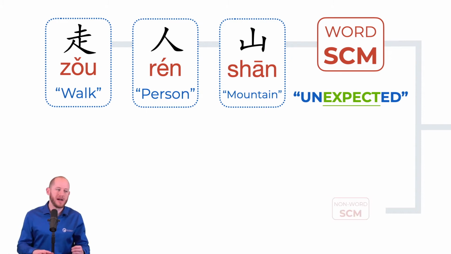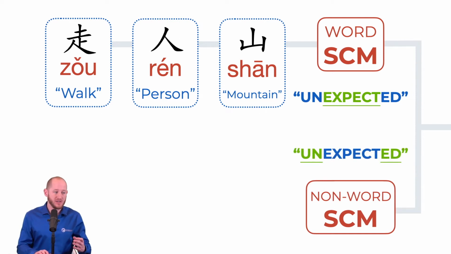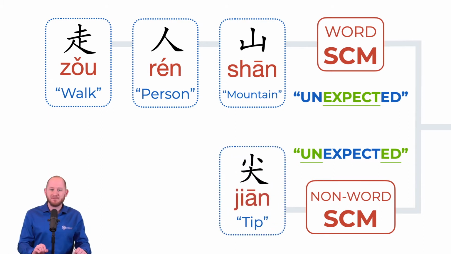So what about the types of single character morphemes that are not words? Well, these are like un or ed in unexpected. There's clearly meaning there, but you can't just say un by itself. So how about this one? Jian. This means tip, as in the tip of something. So it's probably pretty obvious right off the bat why you can't say this by itself, because if you just say tip without any extra context, the natural question is tip of what, right?